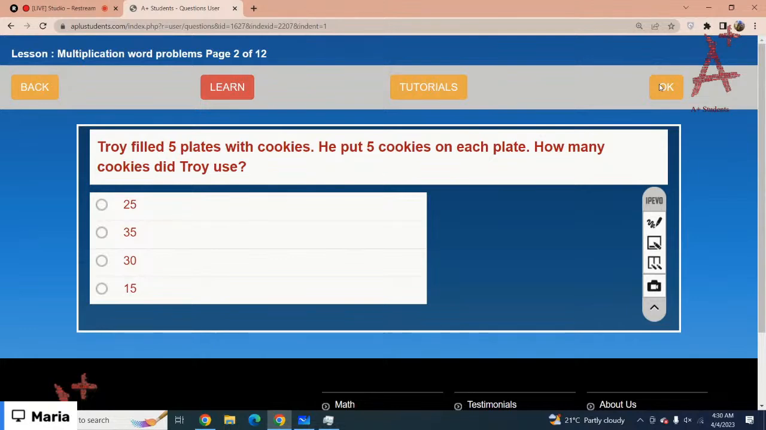Yes, very good. You need to do 5 times 5. So 5 times 5 is 25. That means the total cookies Troy uses is 25. Got it?